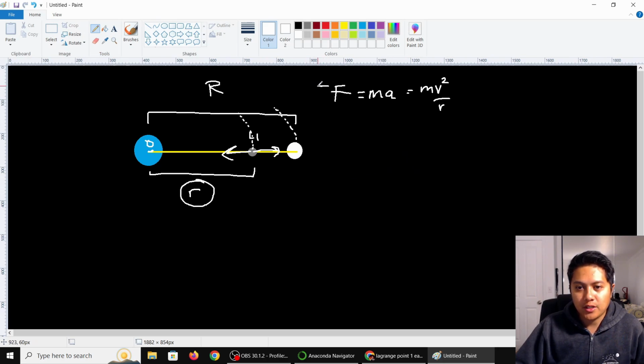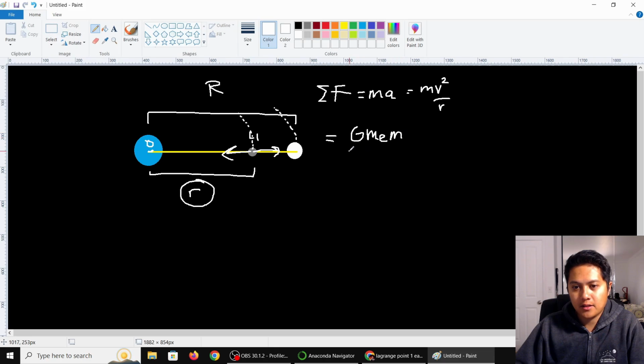And I should have also written a summation sign, because it's really the sum of these forces. The sum of these forces is going to include the force from the Earth, right? Just using Newton's law of gravitation, it's Newton's constant G times the mass of the Earth times the mass of the satellite divided by little r squared.